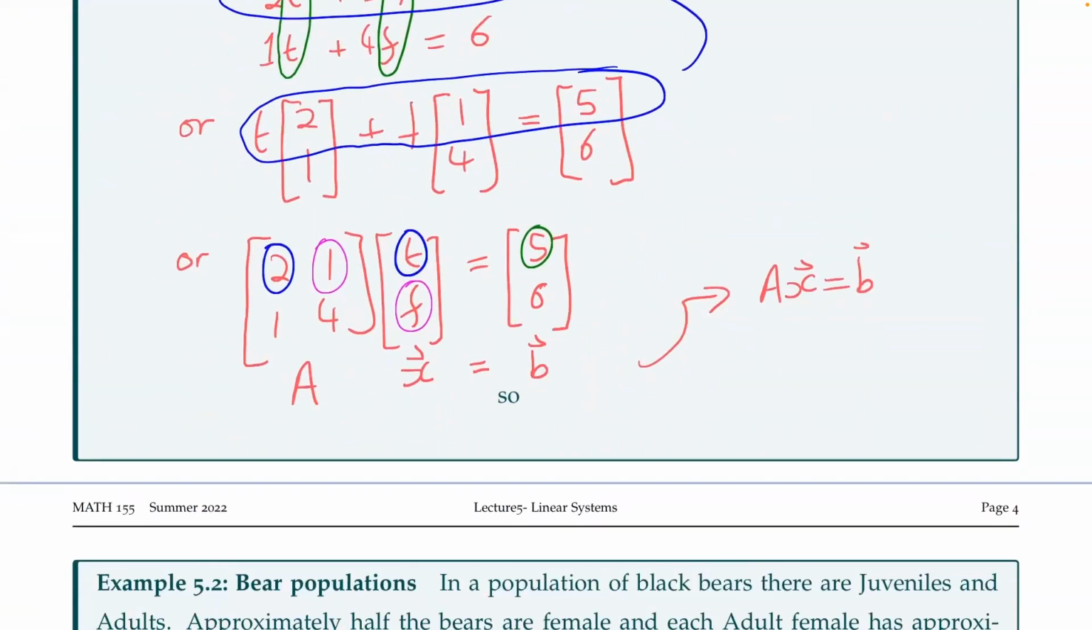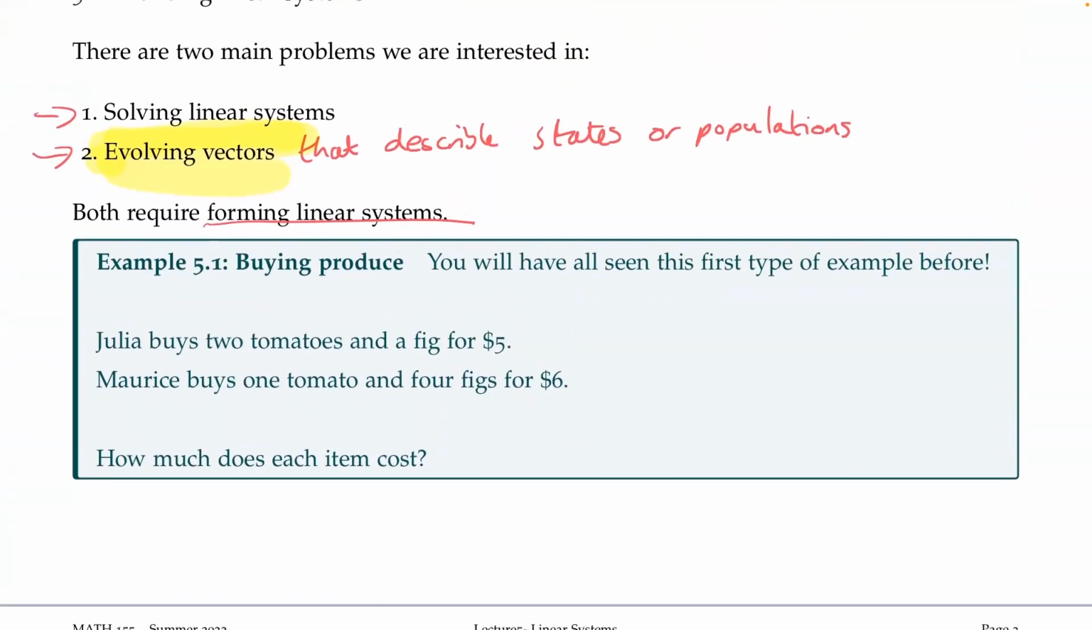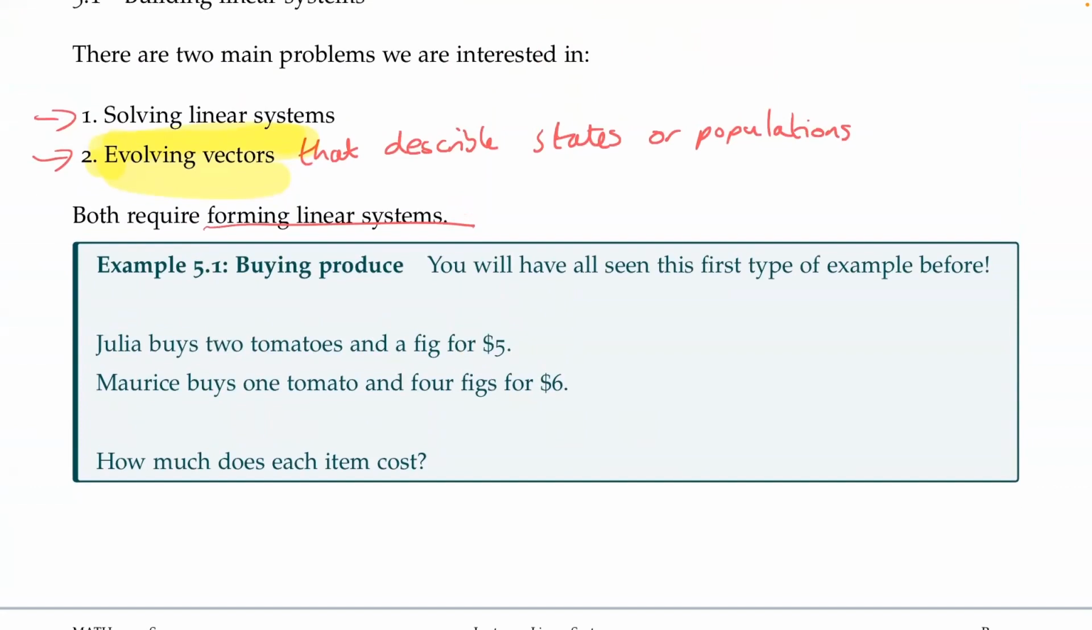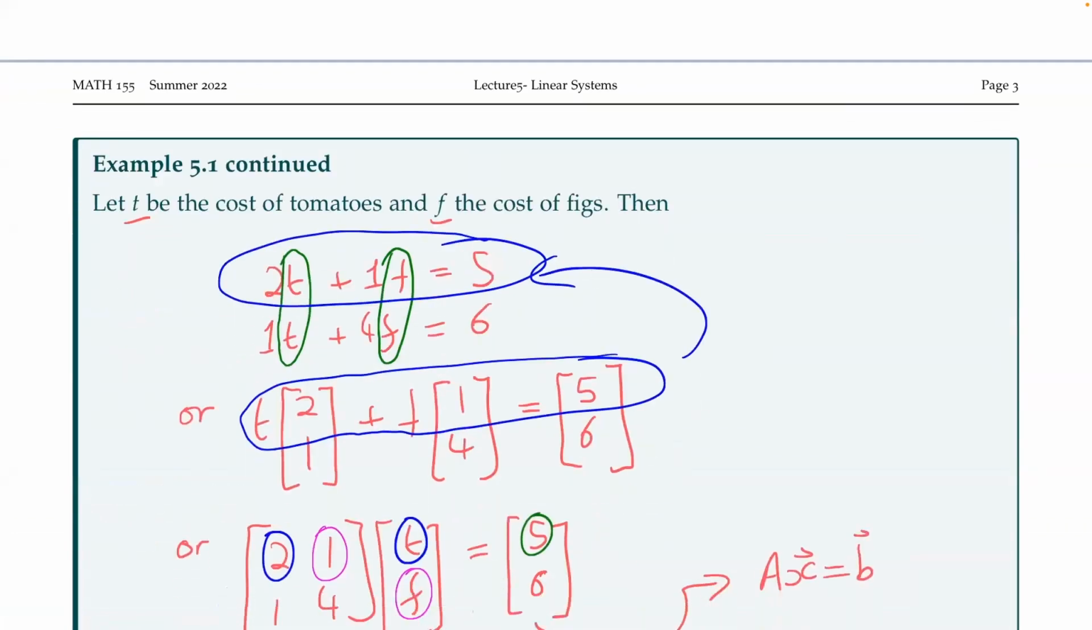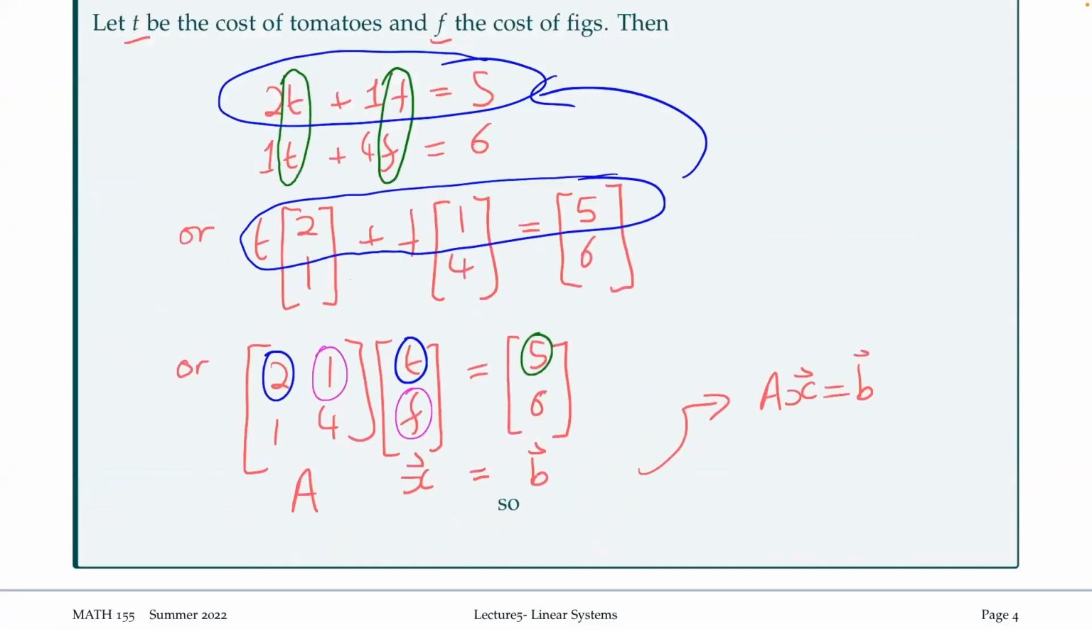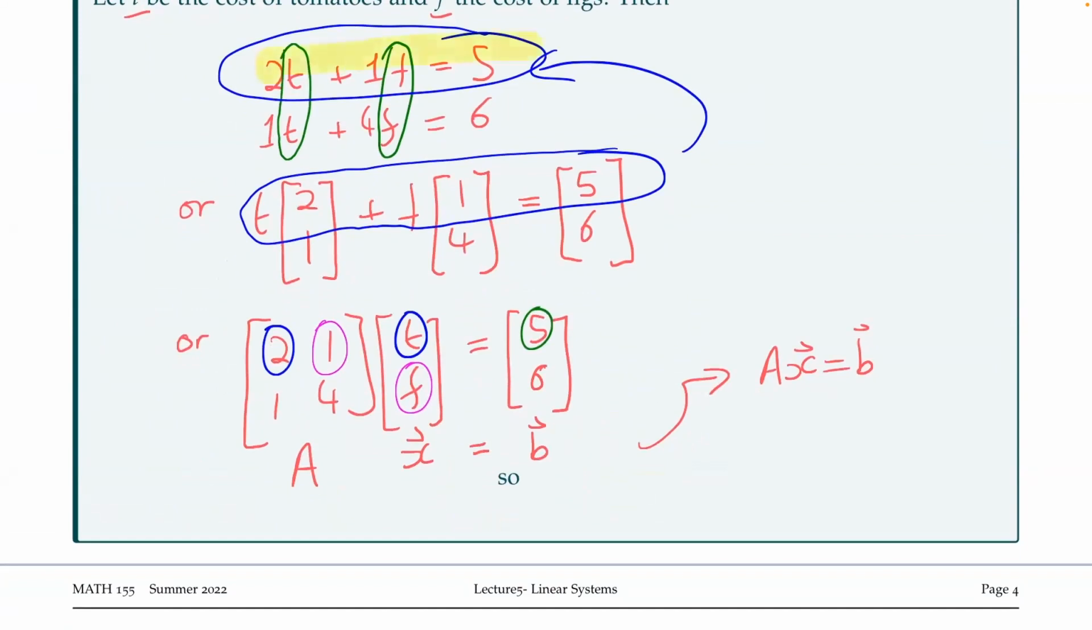Okay, so the lecture went through this example of if you were in a grocery store and someone's buying tomatoes and someone's buying figs, and you're buying different quantities of these things, and you end up getting charged different amounts. Can we work out how much a tomato costs, how much a fig costs? Okay, so we can write them going from these equations here into what's called a vector equation, and then finally into a matrix equation here.